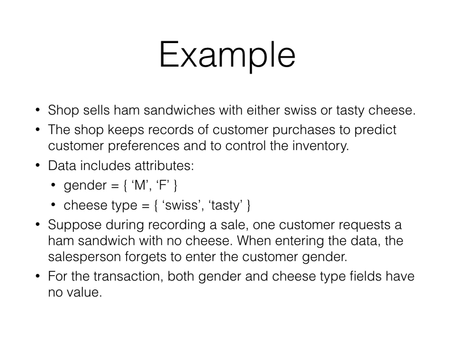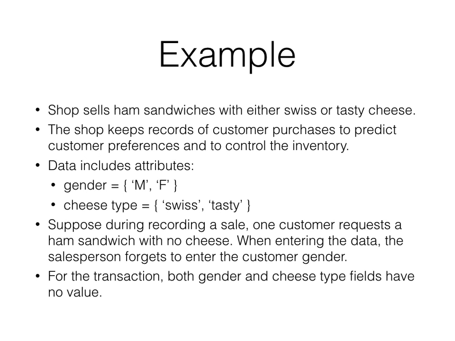So let's suppose that someone comes into the store and they request a ham sandwich, but they don't want any cheese. The salesperson is obviously totally bamboozled by this. So when they enter the data, the salesperson forgets to enter the gender of the customer. And then for the transaction, they obviously don't have a cheese type either.